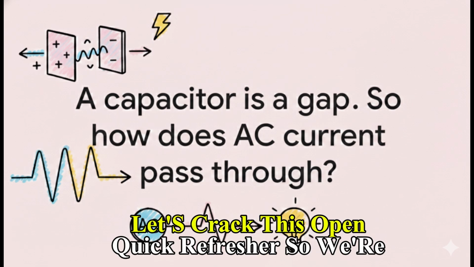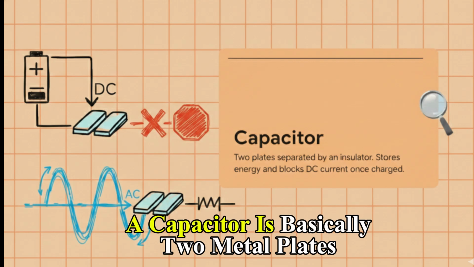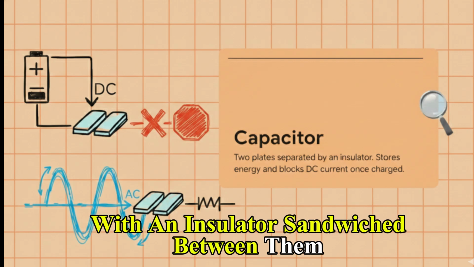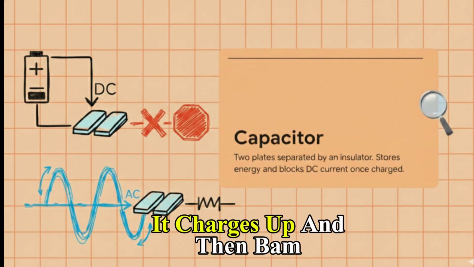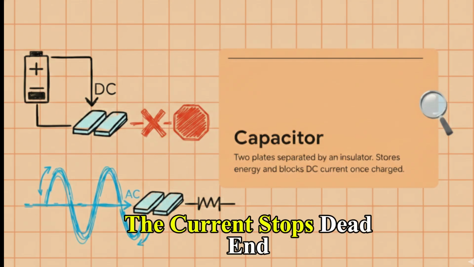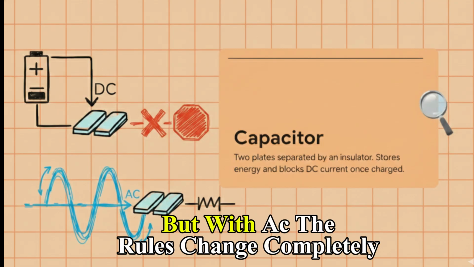Let's crack this open. Quick refresher so we're all on the same page. A capacitor is basically two metal plates with an insulator sandwiched between them. If you connect it to a DC source like a battery, it charges up and then, bam, the current stops. Dead end. An open switch. Exactly what you'd expect. But with AC, the rules change completely.